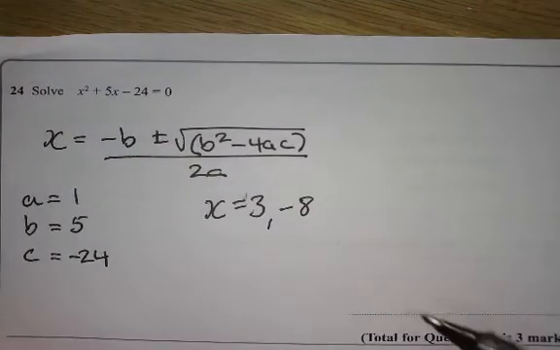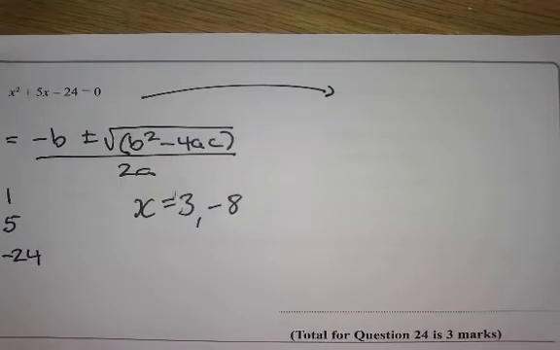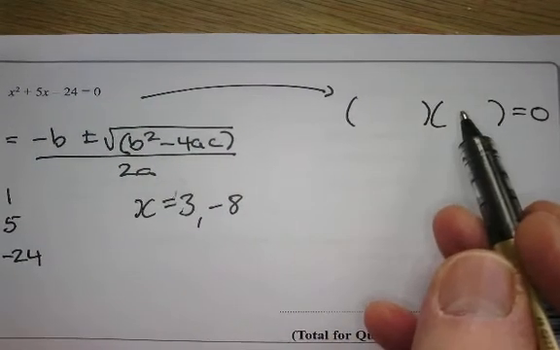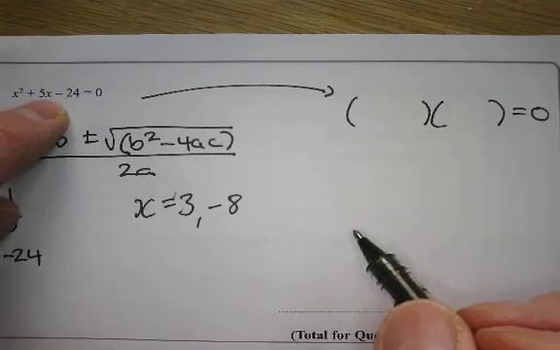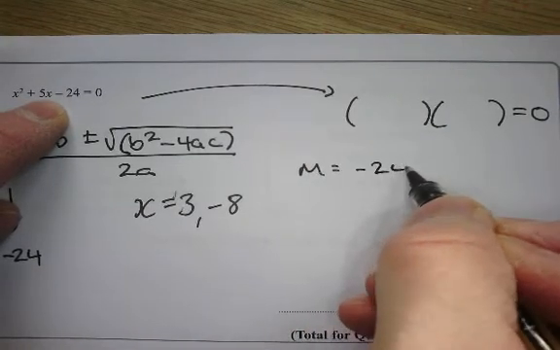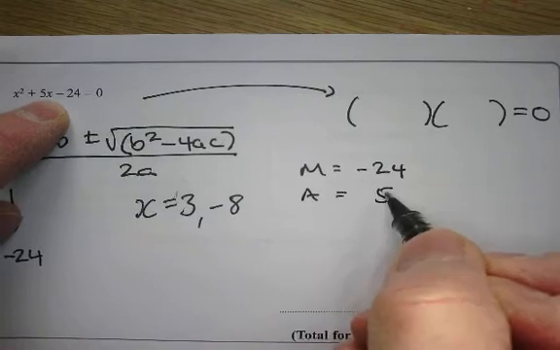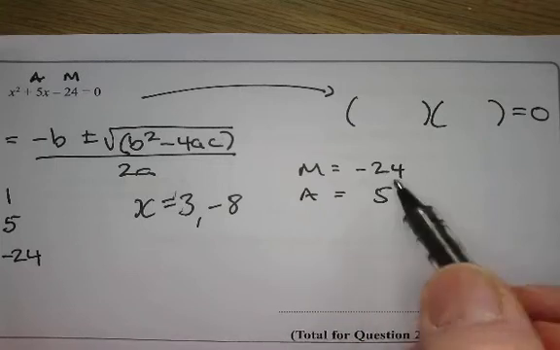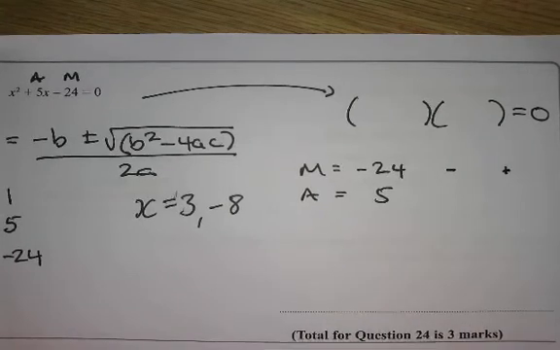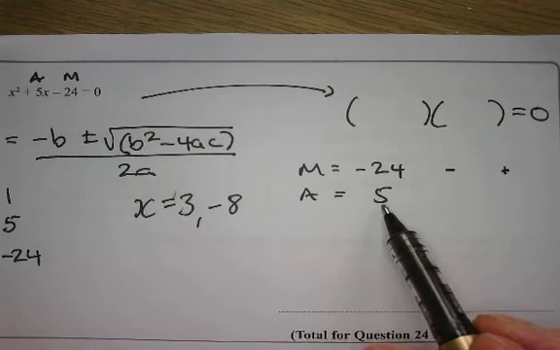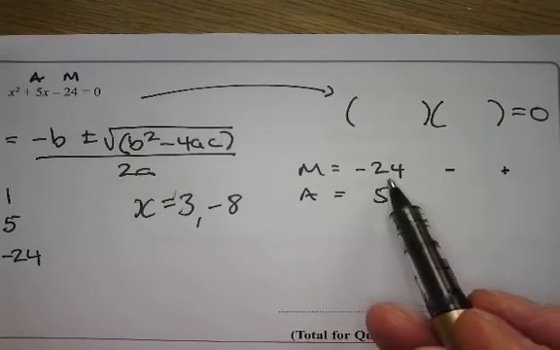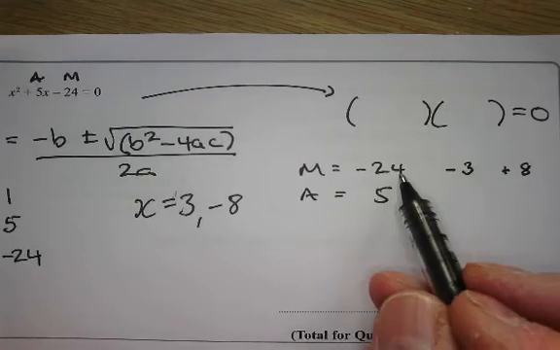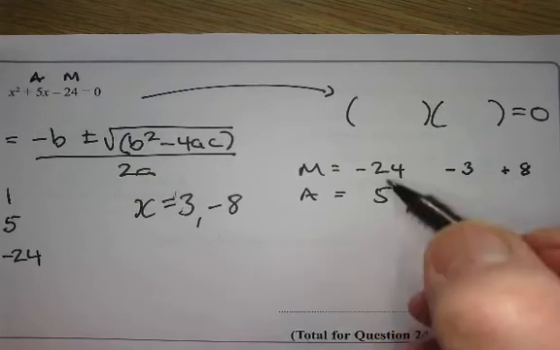If you don't know how to use a calculator, or it's a non-calculator paper, then there's another way of doing it, and that is to split this up into brackets, to factorize. To do that, you need to think of two numbers that multiply to make -24 and add to make 5. So two numbers that multiply to make a negative: one's got to be a negative, one's got to be a positive. And when you add them together, they make 5, so the bigger one has got to be the positive. Here I can see 3 times 8. 3 times 8 is 24, minus 3 plus 8 is plus 5.